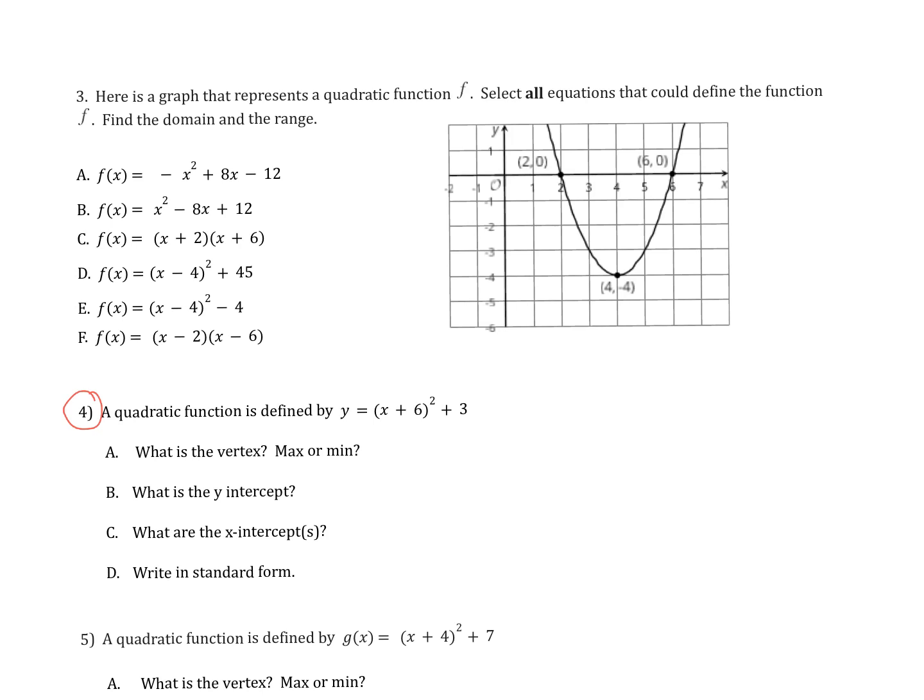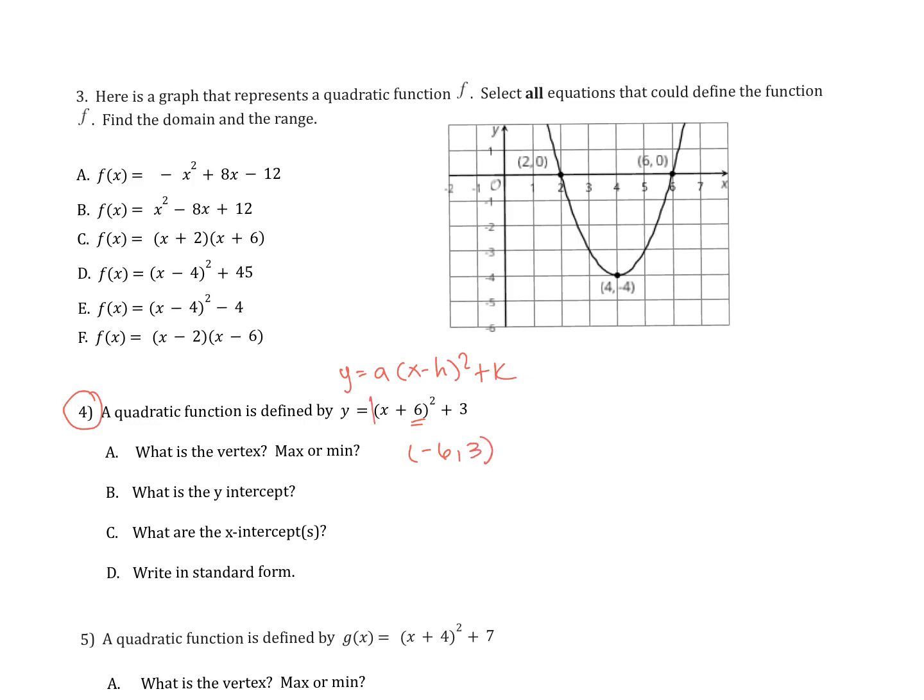It says, what's the vertex? Is it a max or a min? So this is in vertex form, y equals a times x minus h squared plus k. So when I'm looking at a plus 6, the x-coordinate of my vertex is the opposite of that. It had been a negative 6. That's how the negative makes it look like a plus 6. So my vertex is at negative 6, 3.